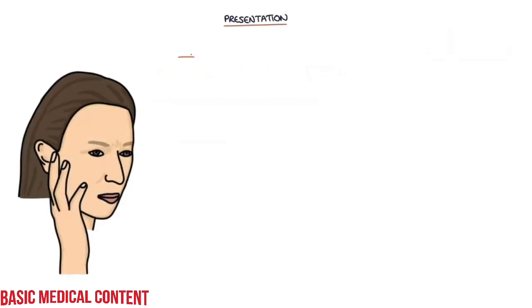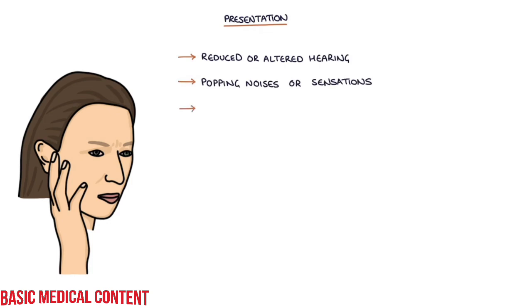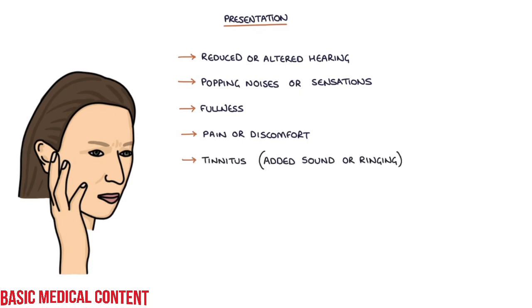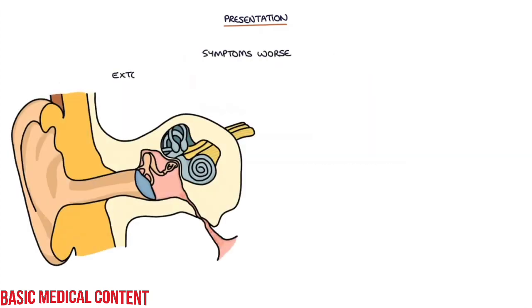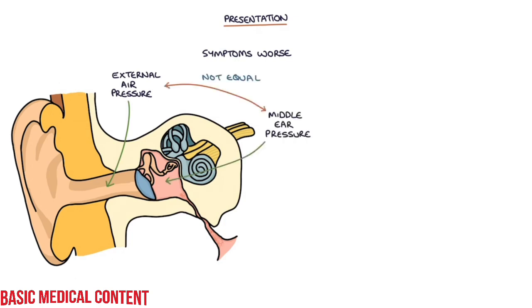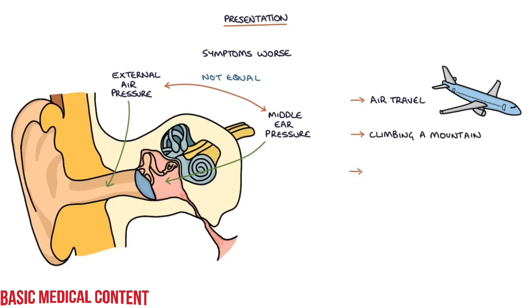Let's talk about the presentation. Eustachian tube dysfunction may present with reduced or altered hearing, popping noises or popping sensations in the ear, a feeling of fullness in the ear, pain or discomfort in the ear, or tinnitus, which is an added sound or ringing heard in the ear. Symptoms tend to get worse when the external air pressure changes and the middle ear pressure cannot equalize to the outside pressure. This may happen, for example, during air travel when the aeroplane is rising, climbing a mountain, or when scuba diving.